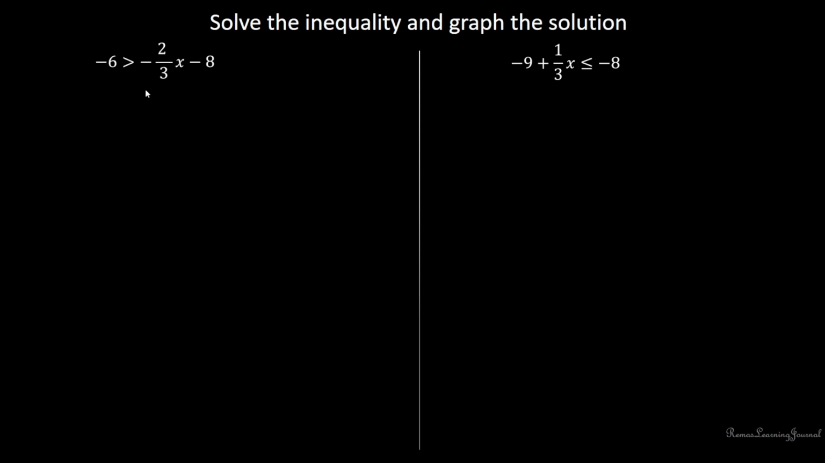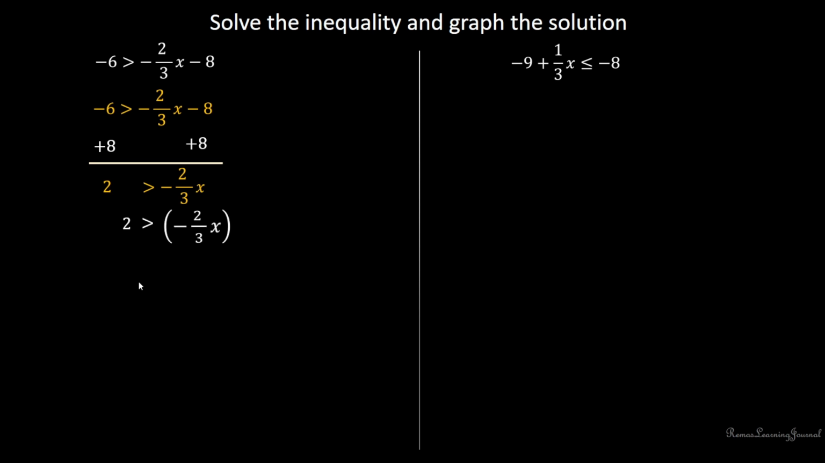Let's see how to solve this inequality. Minus 6 greater than minus 2 by 3 x minus 8. First, let's eliminate minus 8 from the right side. For that, let's add 8 to both sides of the inequality and that gives us 2 greater than minus 2 by 3 x. From this new inequality, let's eliminate minus 2 by 3 from the right side.